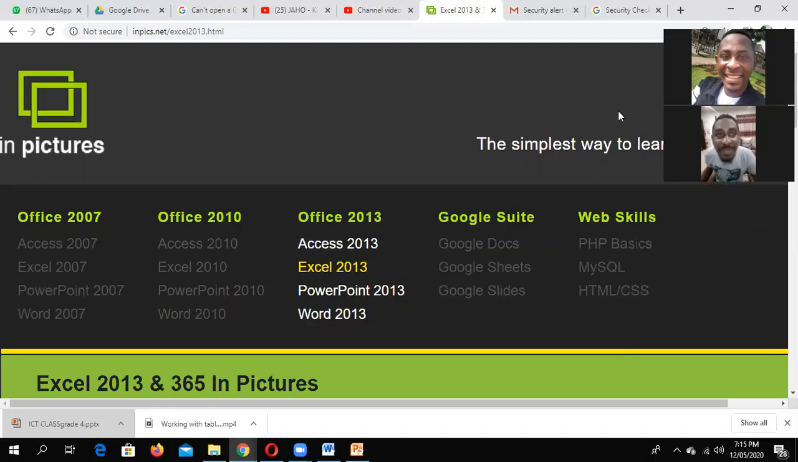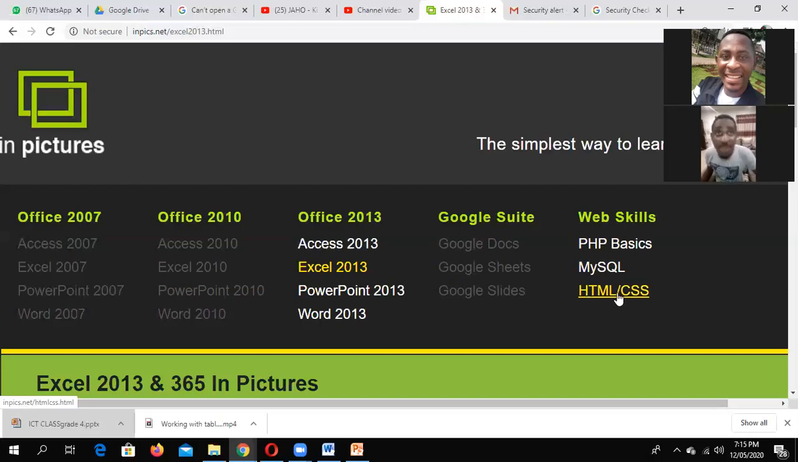On www.impix.net, you can learn Microsoft Access, Microsoft Excel, Microsoft PowerPoint, and Microsoft Word on your own. You can even learn about Google Docs, Google Sheets, and Google Slides. Google Slides is similar to Microsoft PowerPoint, Google Sheets is similar to Microsoft Excel, and Google Docs is similar to Microsoft Word. And here you can learn a little bit of programming. You can also learn about PHP basics, MySQL, HTML, and CSS, basically for web design.